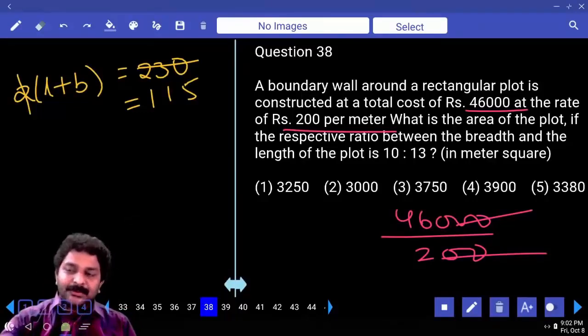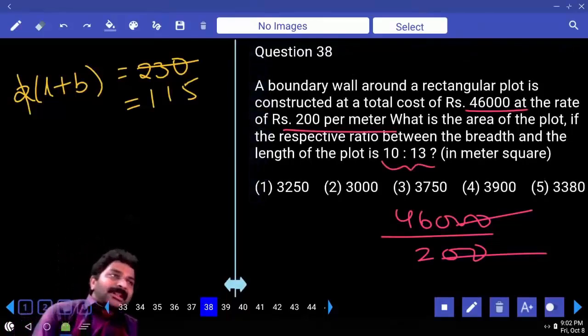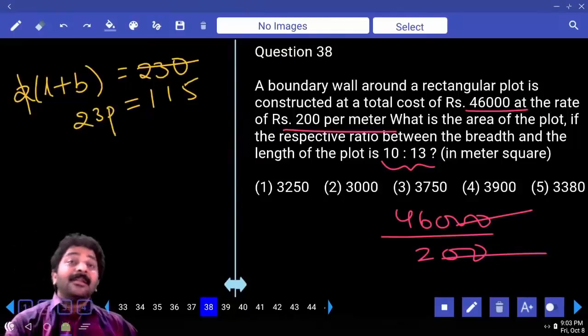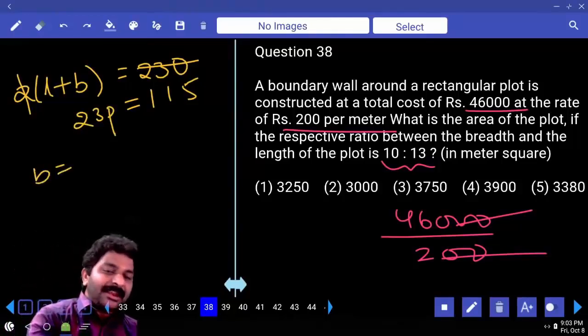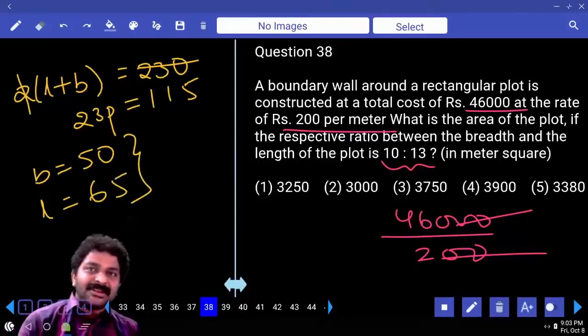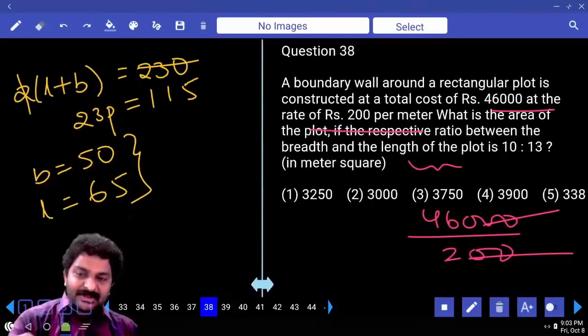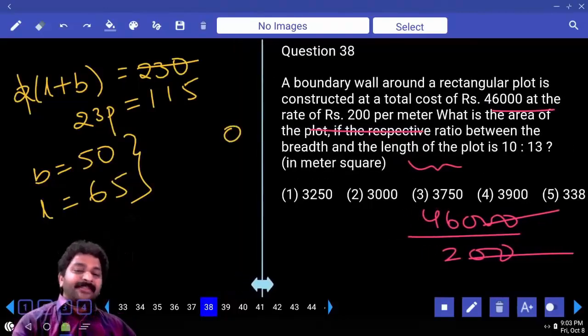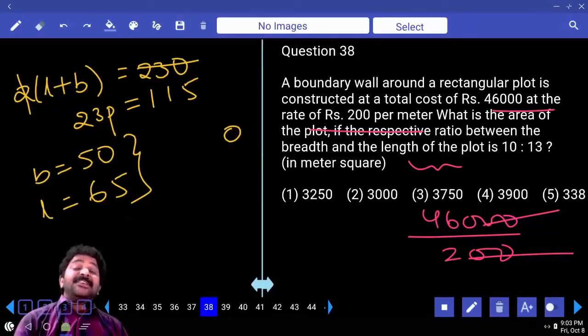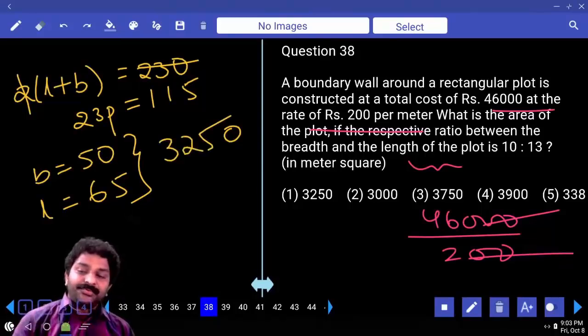Next. What is the area of the plot if the respective ratio between the breadth and the length of the plot is 10:13? Now how many parts do we have in total? 23 parts. 23 parts is equal to 115. 23 how many times is 115? Come on. Then breadth is equal to 10 parts, 10 into 5. Length is equal to 13 parts, 13 into 5, 65. You are asked to calculate area, that means the product of these two numbers only. We have 0 in 50, so there will be 0. 65 5 times. Take 10 times and make it half. 65 10 times, half. So the answer is 3250. First option.